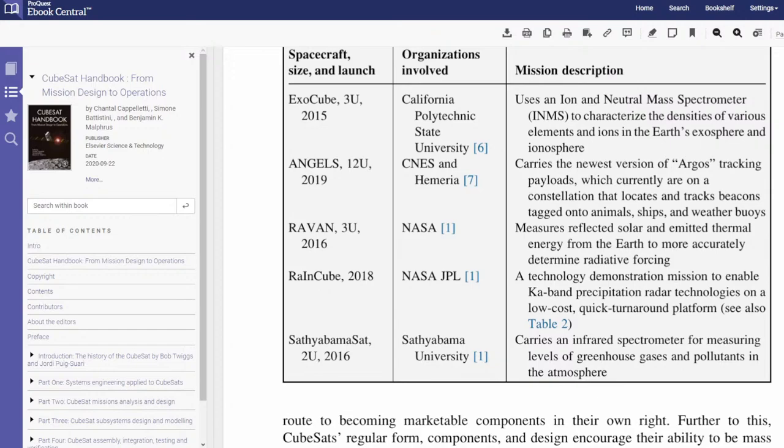Oh, well, that goes on to payload 2 there. Spectrometer. Infrared spectrometer for measuring levels of greenhouse gases, wrong? Let me synthesize properly. I want to type this in the atmosphere. All of these are providing data for people to use.